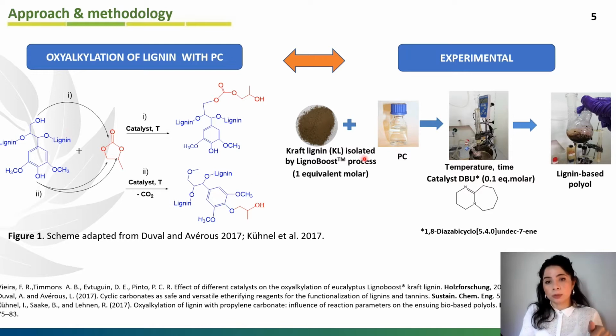So that's why in this work we decided to optimize the oxyalkylation of lignin using a kraft lignin isolated by the LignoBoost process with different amounts of PC, different temperatures, and different times. And the catalyst used in this reaction was a basic catalyst, DBU. And of course, the quality parameters evaluated here were viscosity and hydroxyl number. So let's see the DOE methodology.